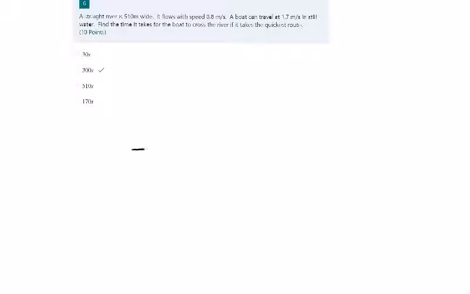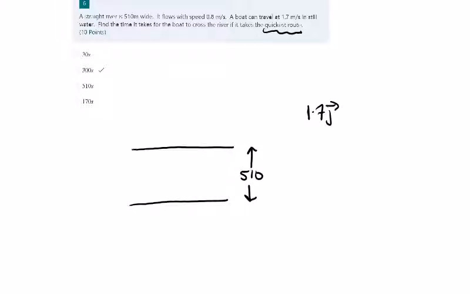Questions 6 and 7 are this river question. Here's my river bank. It is 510 wide. Usually the intro to these questions is the quickest way across, the quickest route. Well, in the J direction, this guy can go 1.7 in still water. So 510 over 1.7 is 300 seconds. Easy enough start for question 6.